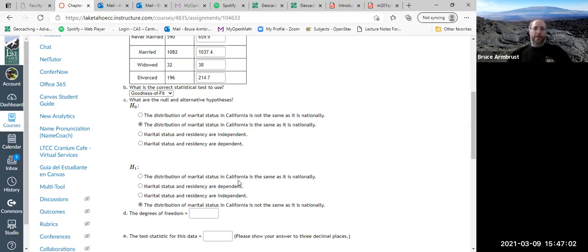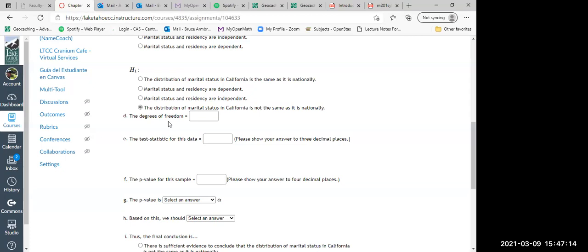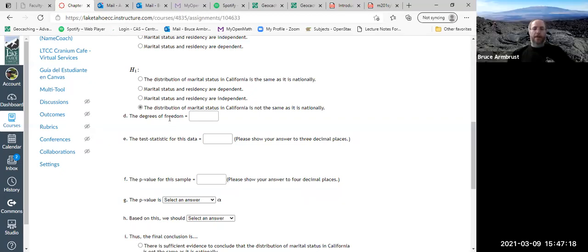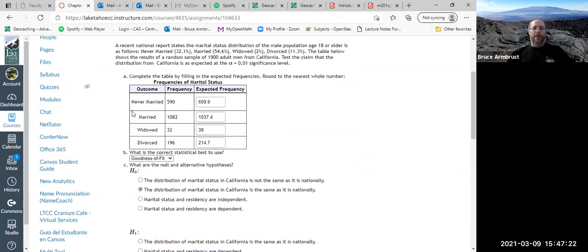Yay. All right, so there are those. So now degrees of freedom. Does anybody remember how to determine degrees of freedom? Like all the categories minus one? Good. Or added up together minus one? Yep, that's exactly right. So we count up the number of categories, not the number of people, not the sample size, but the number of categories, and we subtract one.